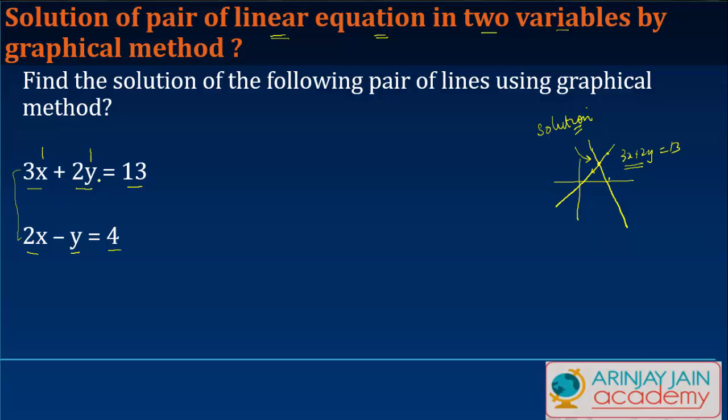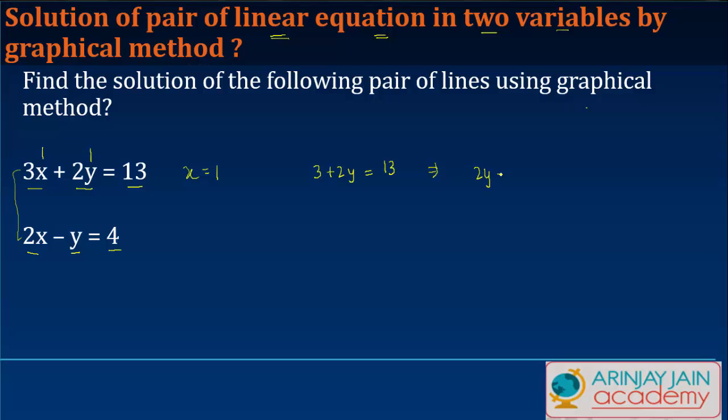So let's first try it for 3x plus 2y is equal to 13. Let me put in the value of x as 1. When I put in x as 1, what do I get? 3 times x, or 3, plus 2y is equal to 13, which means 2y is equal to 13 minus 3, or 10, and y is equal to 5. So one pair of values I got for this is 1 and 5. When x is equal to 1, y is equal to 5.